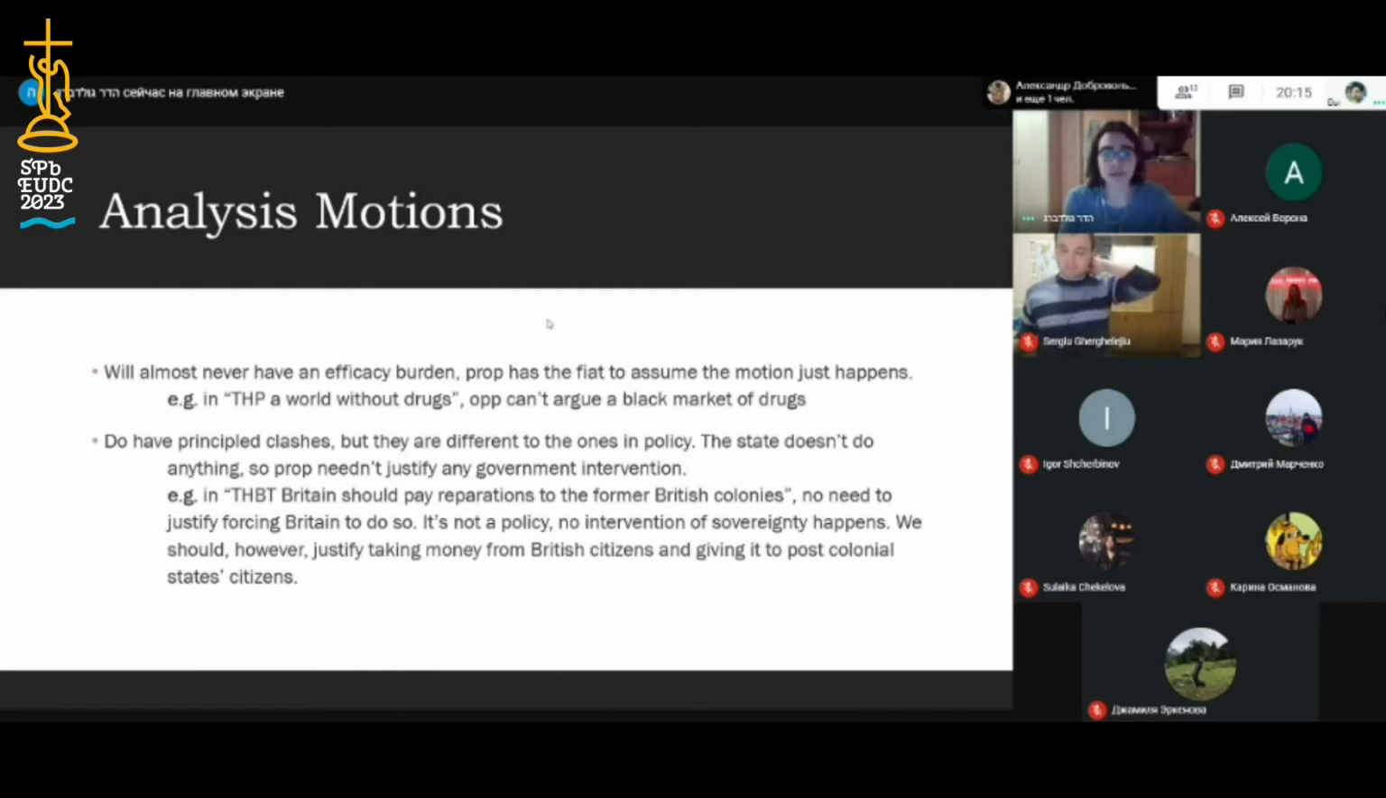So to give an example, in the motion this House believes that Britain should pay reparations to the former British colonies, it is not the same as this House would require Britain to pay reparations. We do not need to justify intervening in British sovereignty and forcing them to do this. We do need to justify Britain taking away money from British citizens and giving it to post-colonial state citizens. We can still argue from opposition that the motion is unjust, not because it is unjust to do so, because no one does it, but that the world that government supports is an unjust world, a world in which an unfair action happens. So, efficacy usually not a burden. Principles stay but change their form.